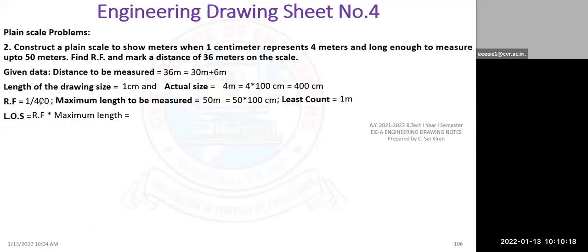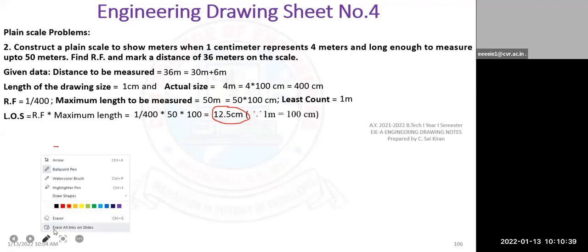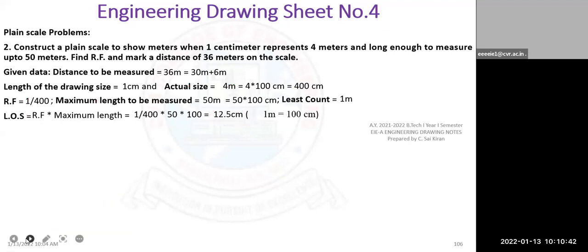So you have to calculate 1 by 400 multiplied by 50 into 100. Then it will become 12.5 centimeters, since 1 meter equals 100 centimeters. So RF is nothing but this: if I draw a 1 centimeter line on the drawing sheet, it represents 400 centimeters of the actual size. Okay. So what is the next step?